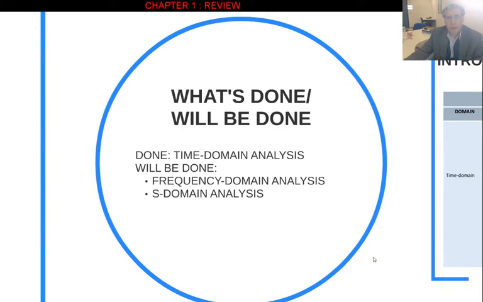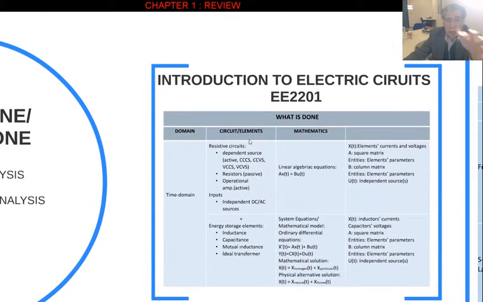Then there is time domain analysis. What has been done, and what will be done? In Introduction to Electric Circuits, we have done time domain analysis. In this circuit analysis course, 3201, we will do frequency domain analysis and S domain analysis. So we are introducing two new domains now: one of them is the frequency domain and the other one is the S domain analysis. We will be examining those. So let's see it now.